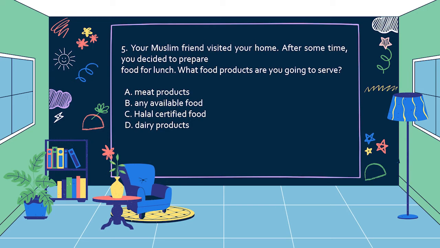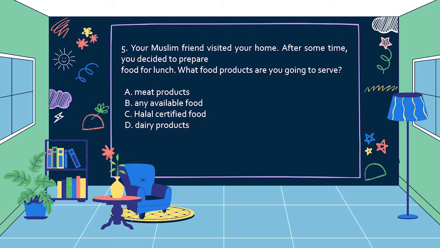Again, your Muslim friend visited your home. After some time, you decided to prepare food for lunch. What food products are you going to serve? A. Meat products. B. Any available food. C. Halal certified food. D. Dairy products.